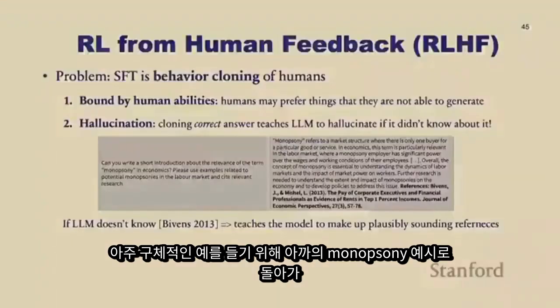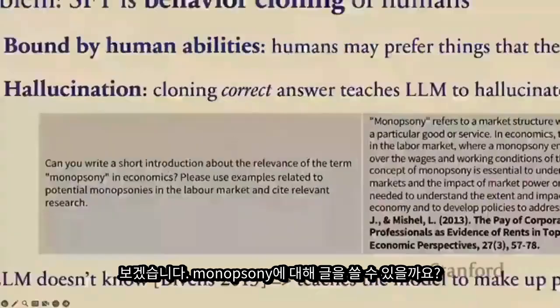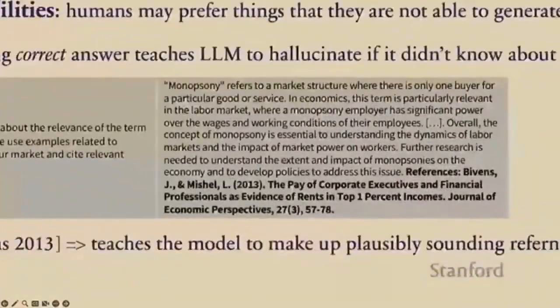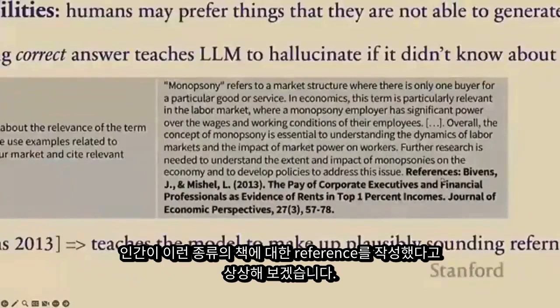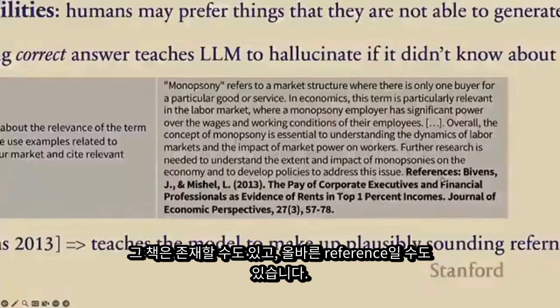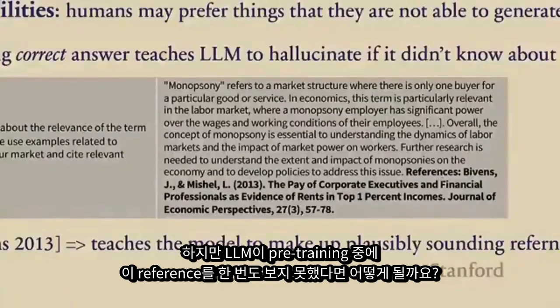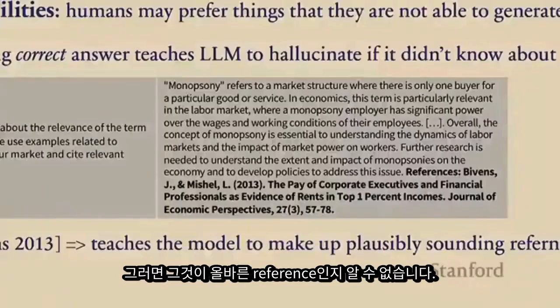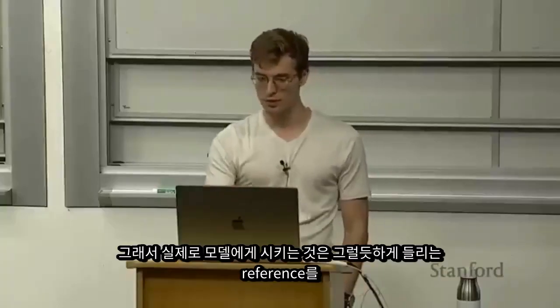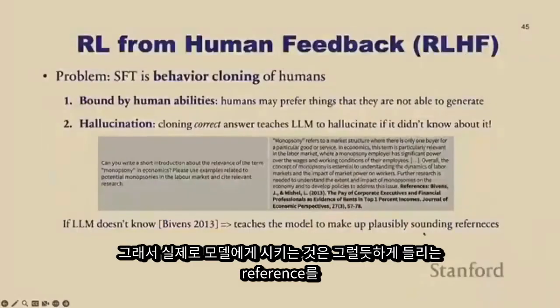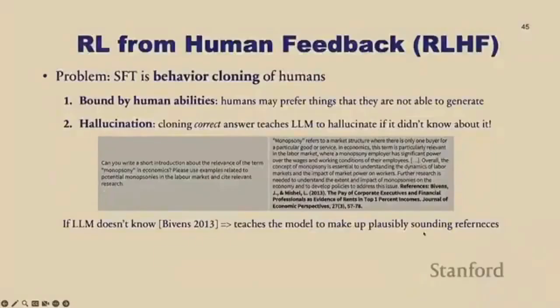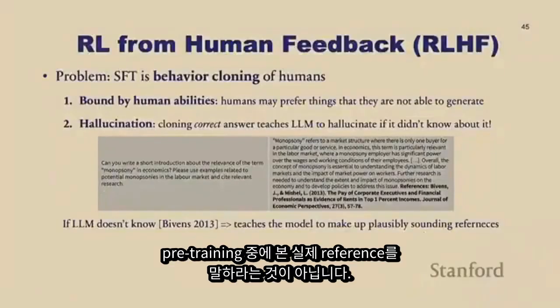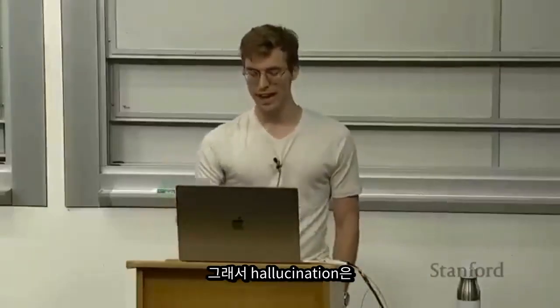Just to give you a very concrete example, if we go back to this monopsony example, can you write blah, blah, blah about monopsony? Imagine that a human wrote a reference on this type of book. And that book might exist. That might be a correct reference. But what if the LLM never saw this reference during pre-training? Then it doesn't know that it's a correct reference. So really what you tell the model is to make up some plausible-sounding reference rather than actually tell the real reference that it saw during pre-training. So hallucination might be caused by this SFT. That's problem number 2. Does that all make sense?